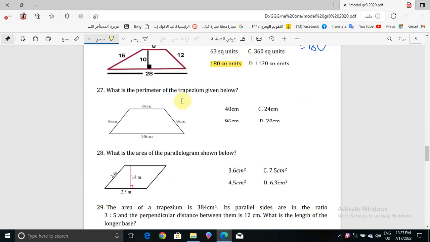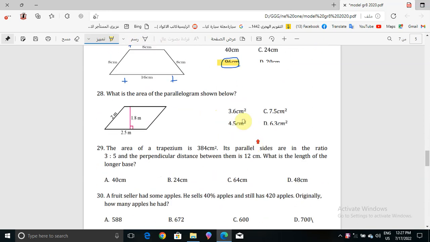Okay, and question number 27. What is the perimeter of the trapezium given below? The perimeter will be the sum of the sides together. So that means 8 plus 8 plus 16 plus 8, it will give us what? 96 centimeters, which is in choice B.